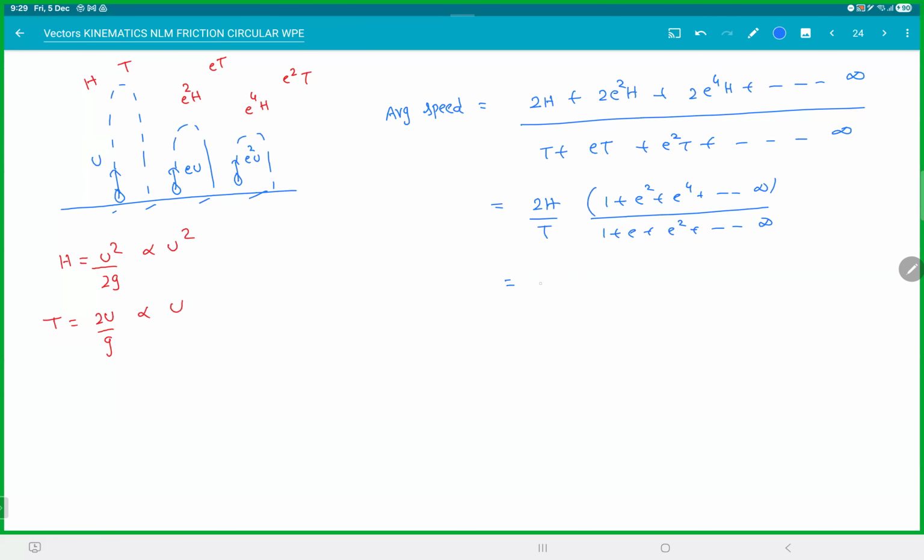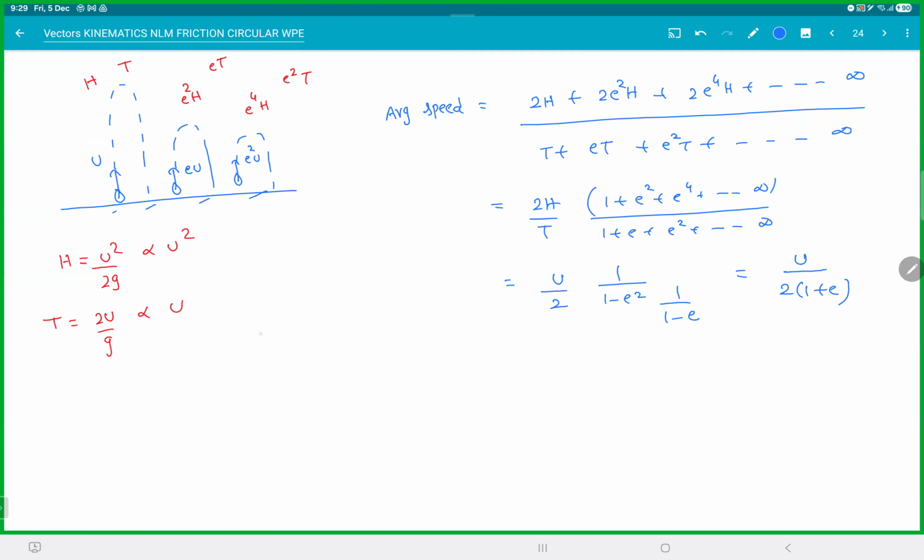That will be u square by 2g. 2 will cancel. This is 2u by g. g will cancel. This will be u by 2. That will be 1 by 1 minus e square, over 1 by 1 minus e. That will be left with u by 2 into 1 plus e. That is the formula with restitution. You can put e is equal to half and you'll get your answer. There, infinite GP, collisions, and kinematics.